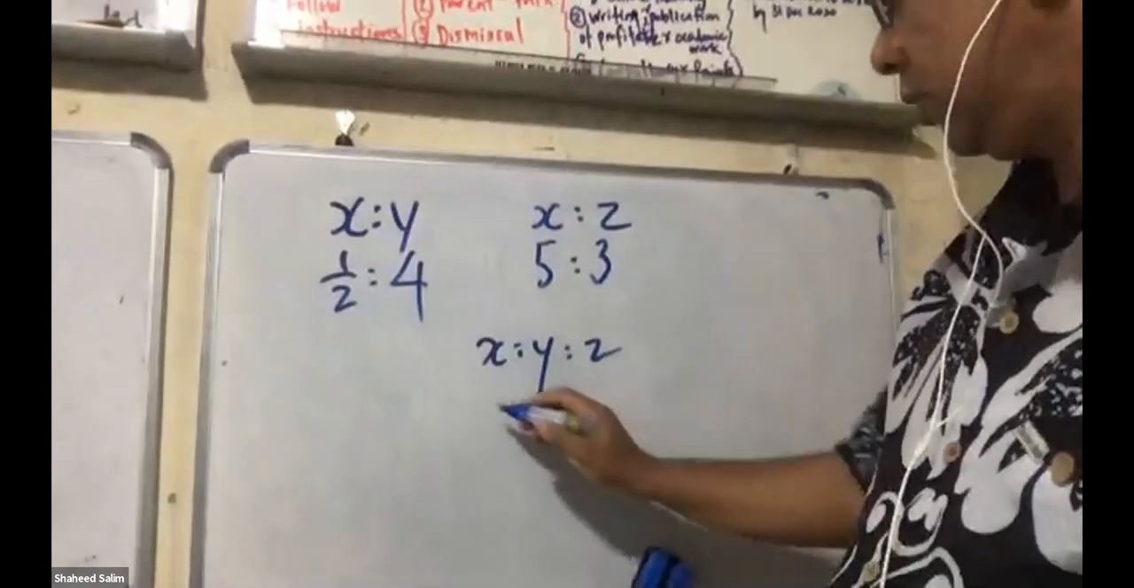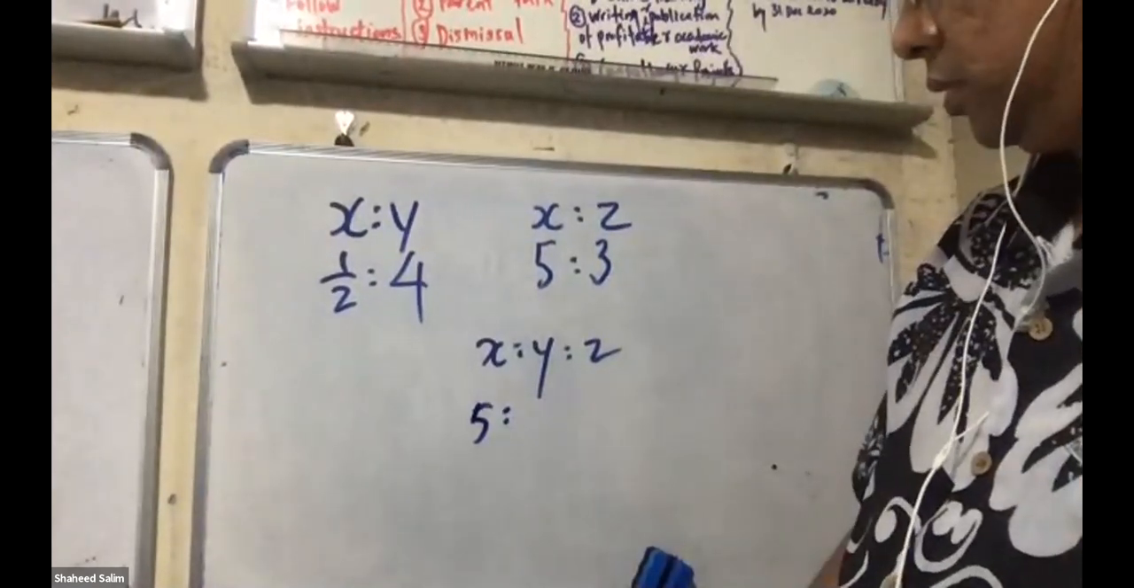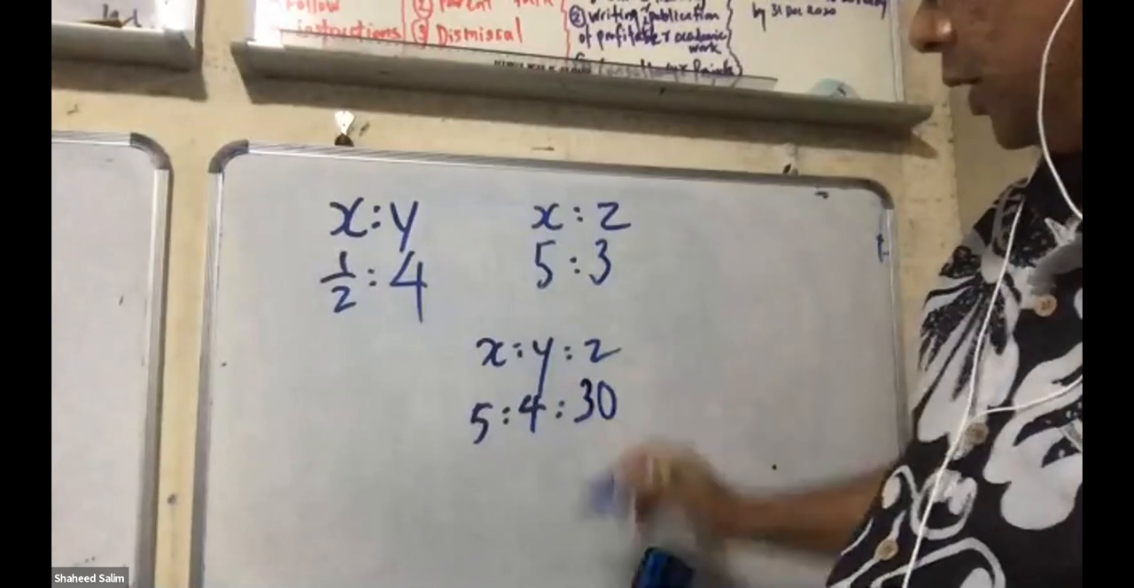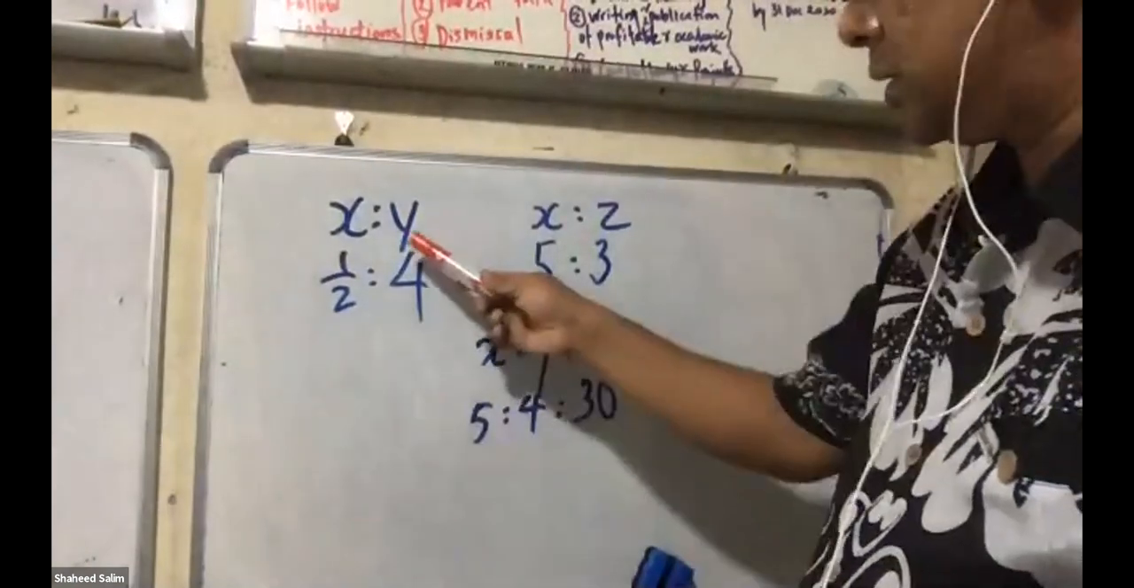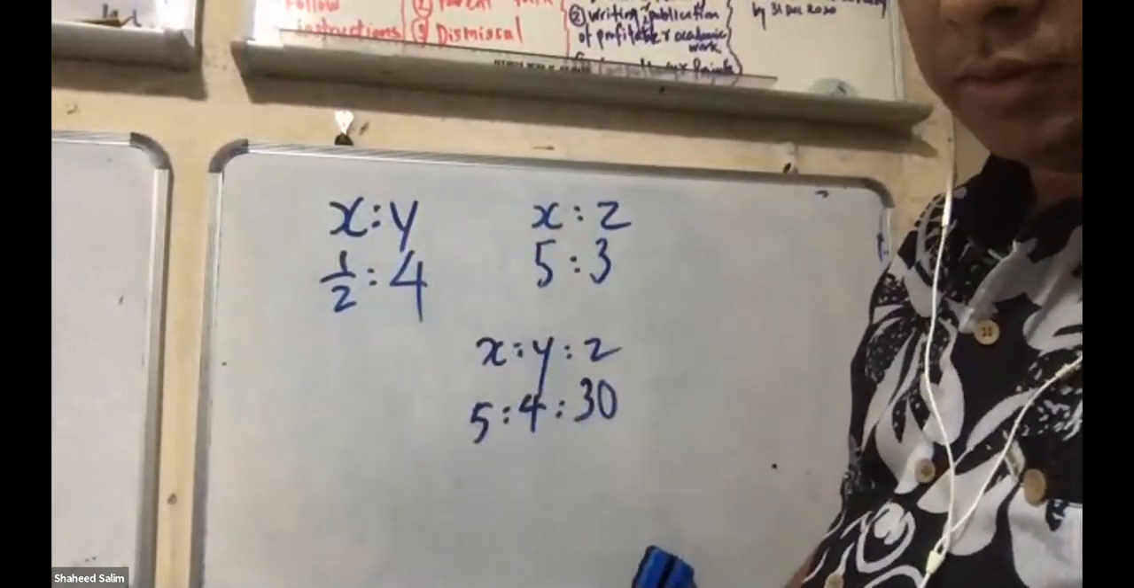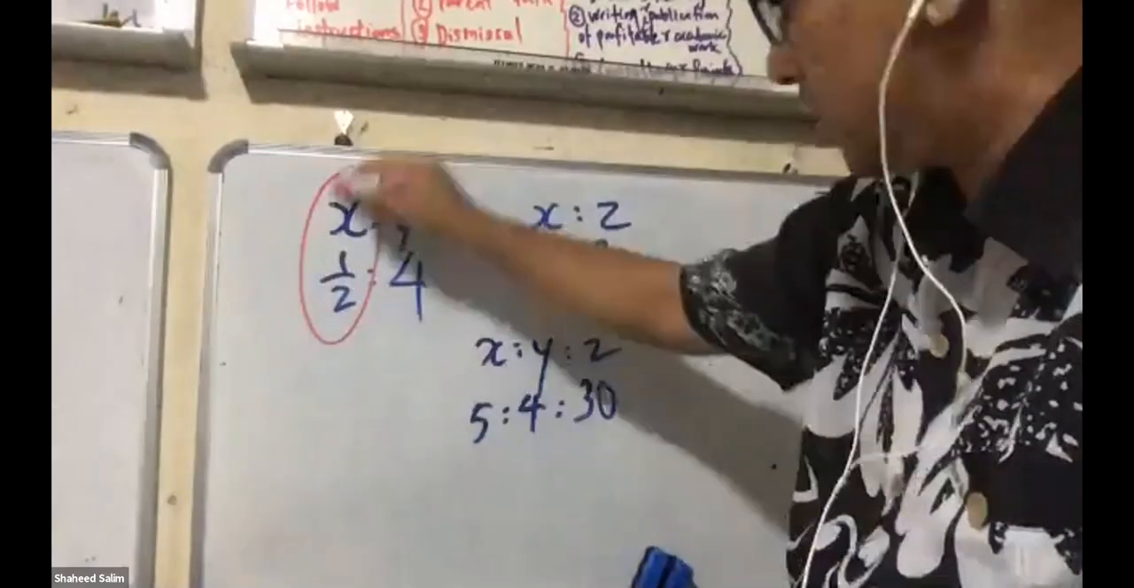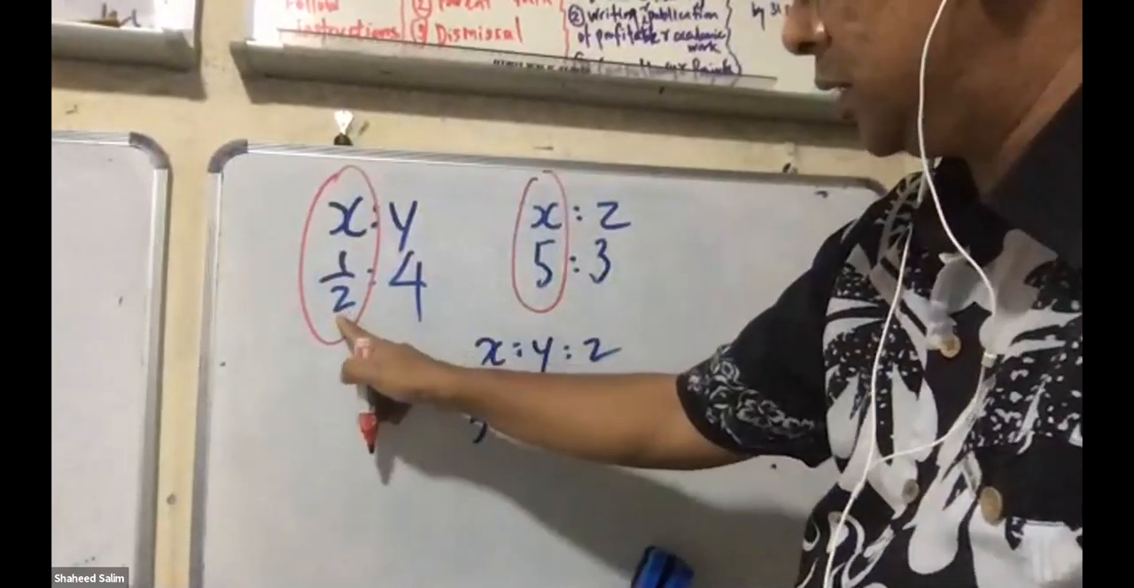Five is to 4. 4 is to 30. Now, question to ask you, which number are we going to make the same? Is it x, y, or z? Which one? X. Is it x? So this number got to be the same. Which number must you times? Is it half or 5? Half. Half you must times.